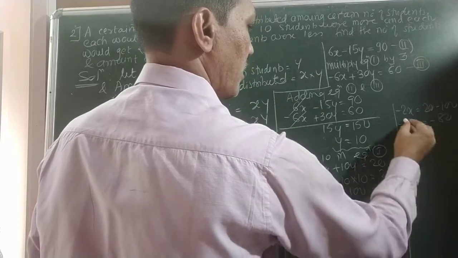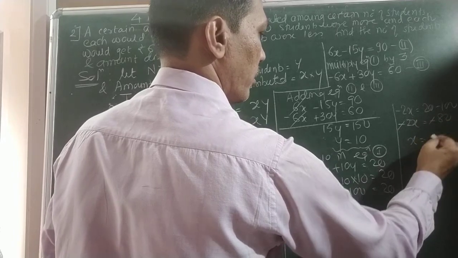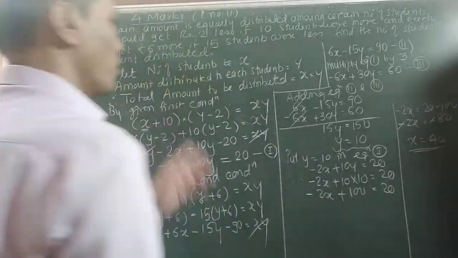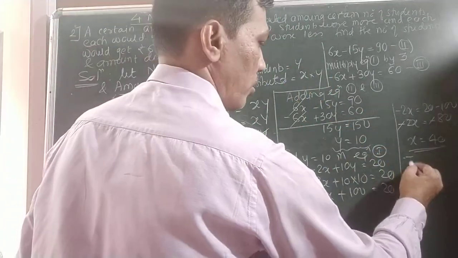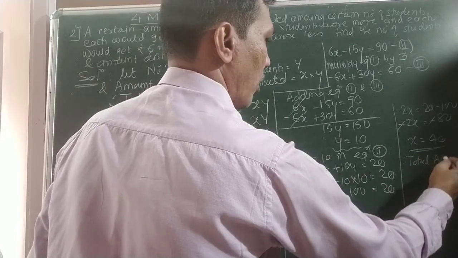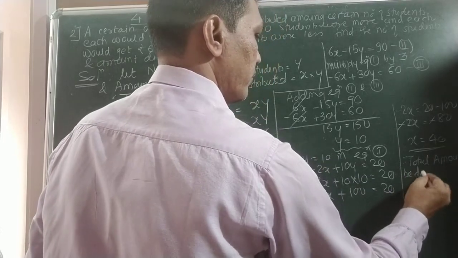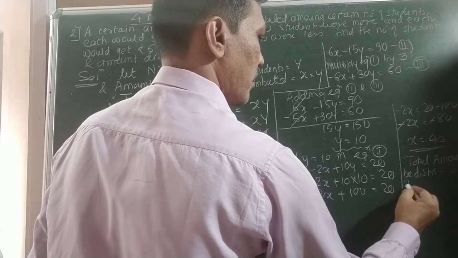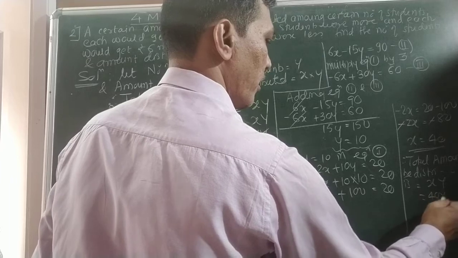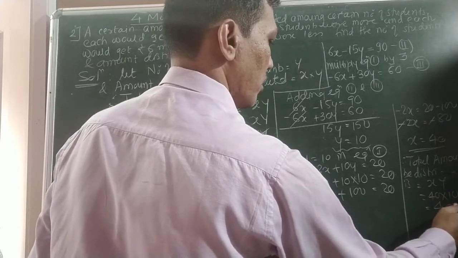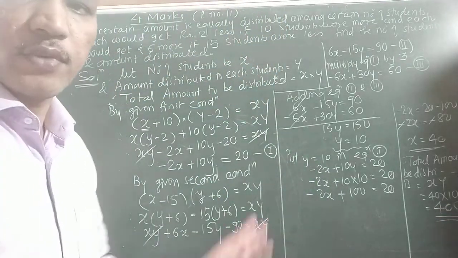The minus signs cancel. So x is equal to 80 divided by 2, which is 40. So 40 are the students, and the amount distributed to each student is 10 rupees. That means what is the total amount? Therefore the total amount to be distributed is x into y. So 40 into 10 is equal to 400. So I have 400 rupees total, which I have to distribute.